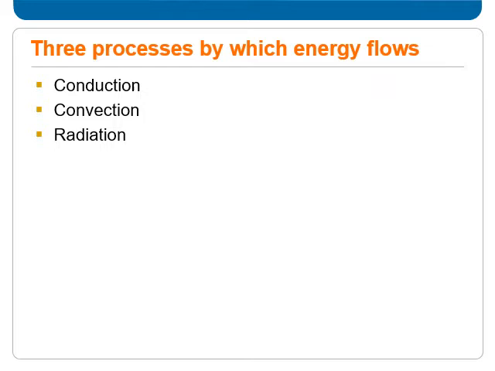Recall the three processes by which energy flows. Conduction is the flow of energy due to two objects of different temperatures being in contact with each other. Because of conduction of heat, we put insulation on metal spoons or even an oven mitt when stirring pots of boiling water.